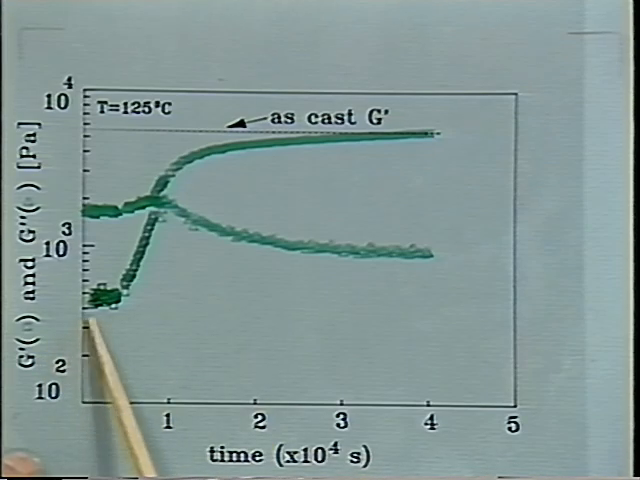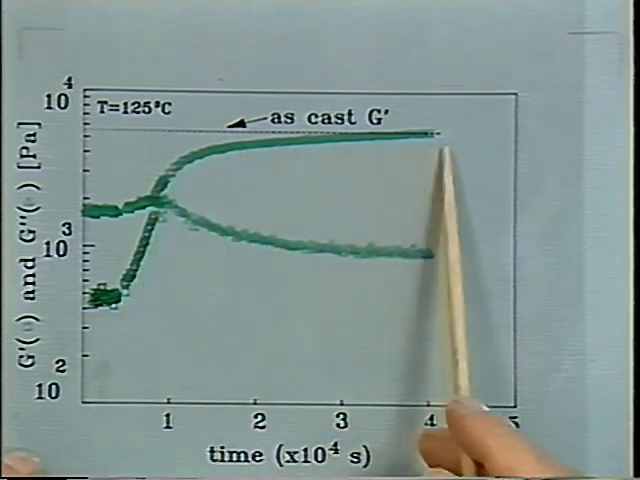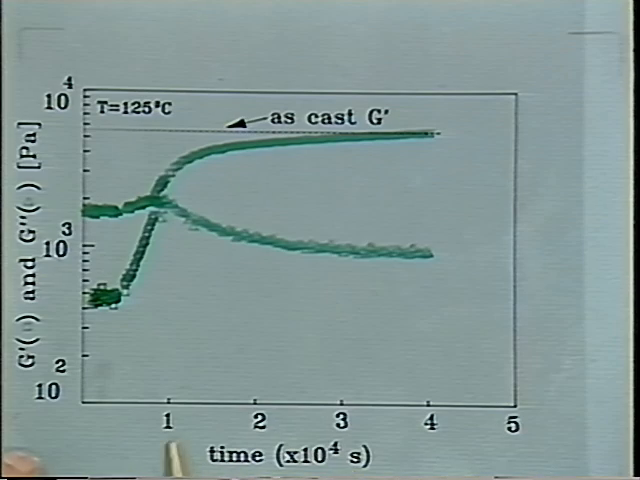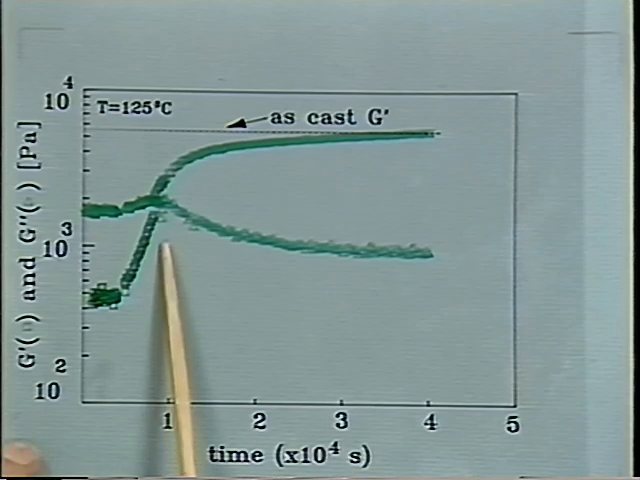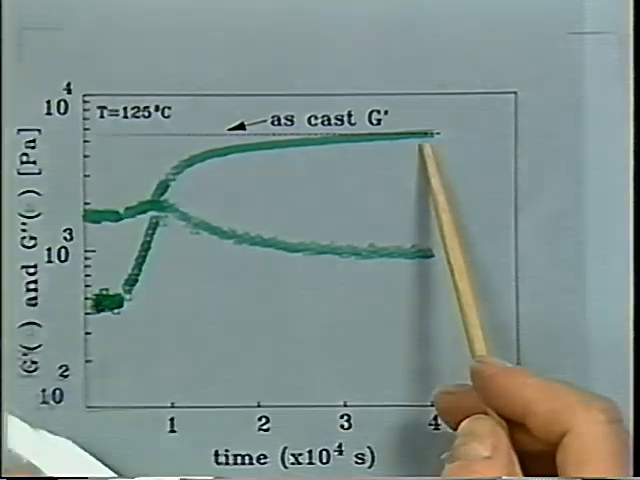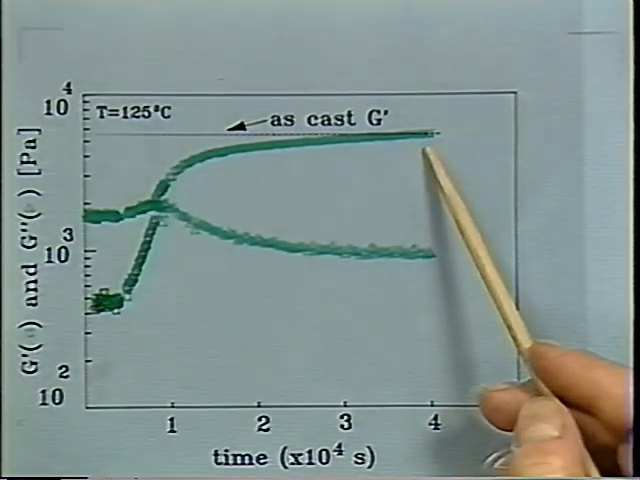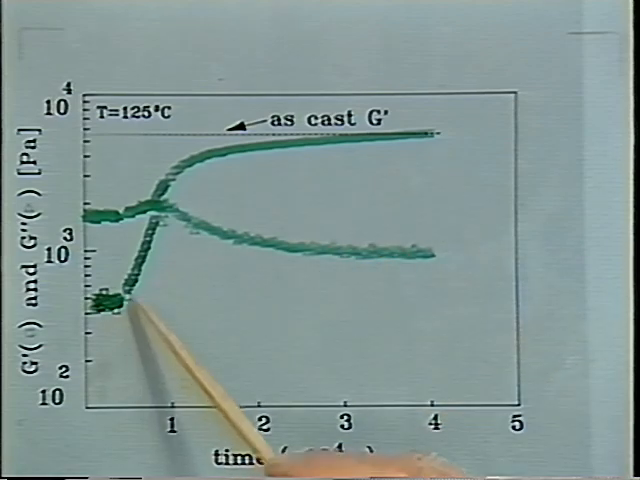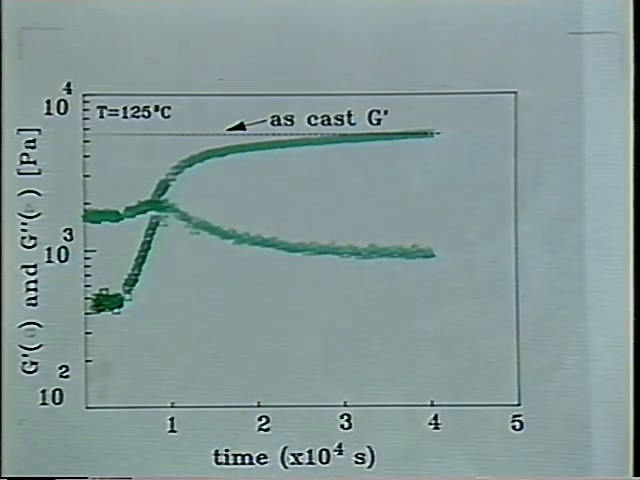And you can see that the modulus needs long times to develop. This would be 10 to the 4 seconds here. So we're talking really about hours. Down here it's about 3 hours or so. The modulus develops very, very slowly.